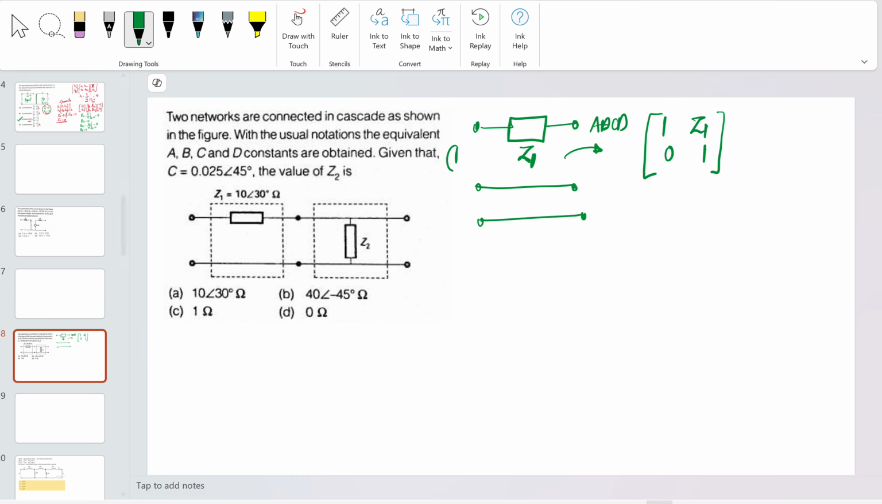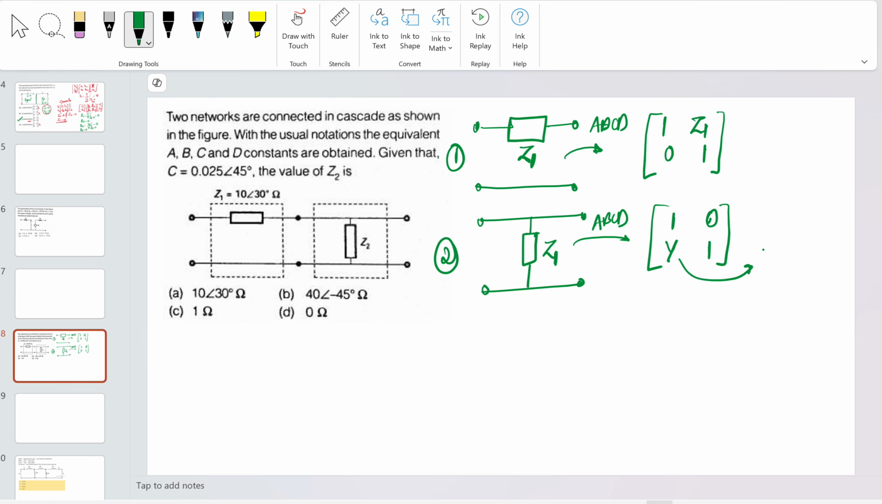The second case is like this. If the impedance is in the vertical sense, suppose this is the Z1, its ABCD parameter will be equal to 1, 0, y, 1. What is the value of y here? Y will be equal to 1 by Z1 basically. Consider this the hint.